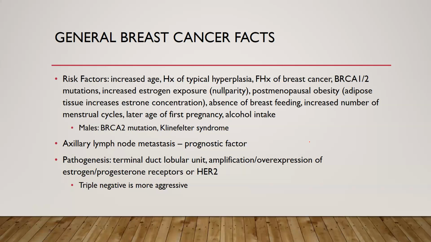Oftentimes, if it's metastasizing, you'll see it in axillary lymph nodes. That's a prognostic factor to see how easy or how challenging it will be to treat and the level of severity. And then depending on the type, we'll look at some different types here, but you'll see an amplification or overexpression of estrogen/progesterone receptors or HER2. Triple negative cancer in general is more aggressive.